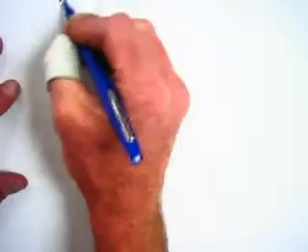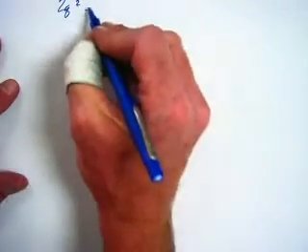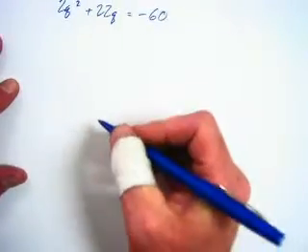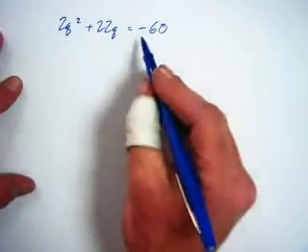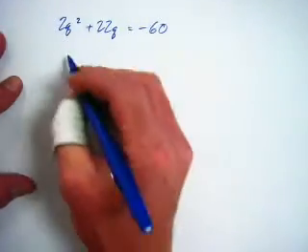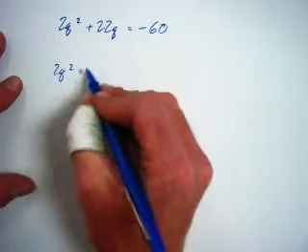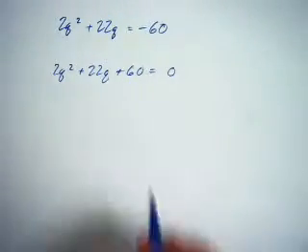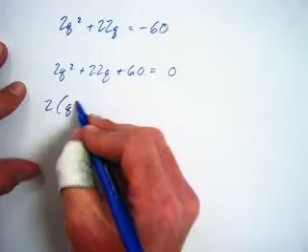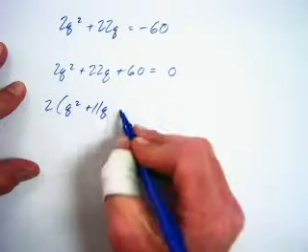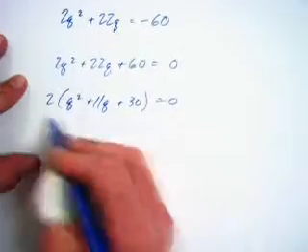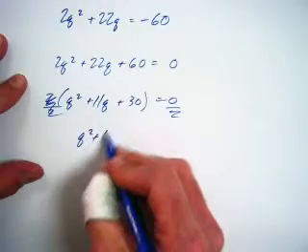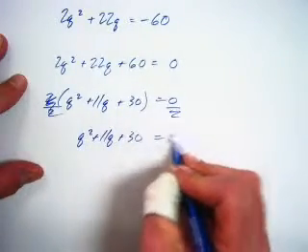Last one, let's do 2q squared plus 22q equals negative 60. For this one, it's the same deal. We got to get negative 60 onto this side, so we get 2q squared plus 22q plus 60 equals 0. You can try to factor it like that, but it's much easier to GCF out a 2. So we get 2 times quantity of q squared plus 11q plus 30 equals 0. I can divide each side by 2, and that just goes away, because 0 divided by 2 is 0. So I get q squared plus 11q plus 30 equals 0.